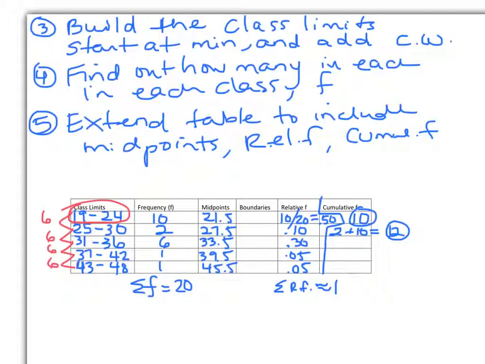The next one has 6, but I'm going to add the 12 from before. So far I have 18 people accounted for. By the end of the 4th class, my cumulative frequency is 19. And then my last class is 20. So that makes sense. This right here should be N, which is the total pieces of data.